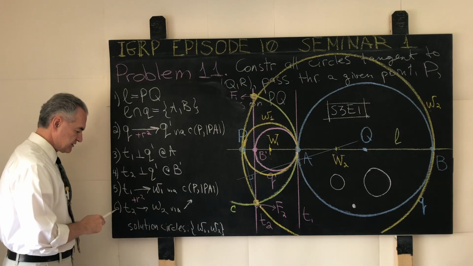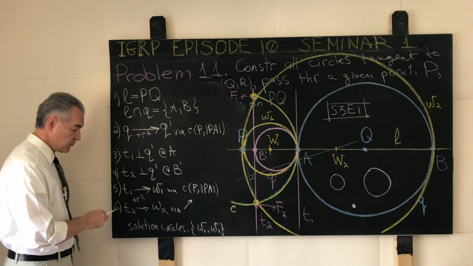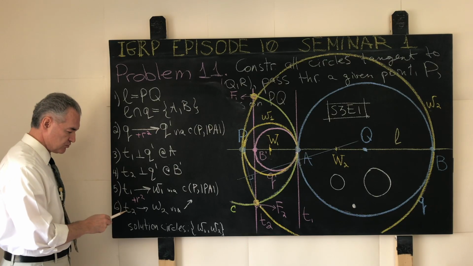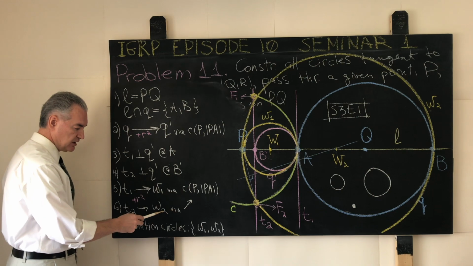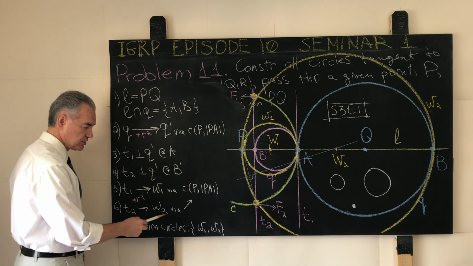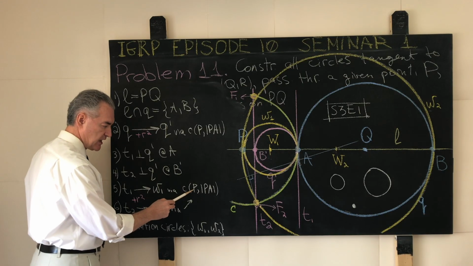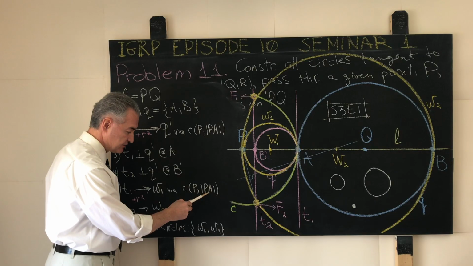And as the final step, number 6 in our forward flow of causality solution, we reflect the straight line T2 with positive power, again, into the second solution circle, lowercase w2, in the same circle C that has the point P as its center and the length of the line segment PA as its radius.